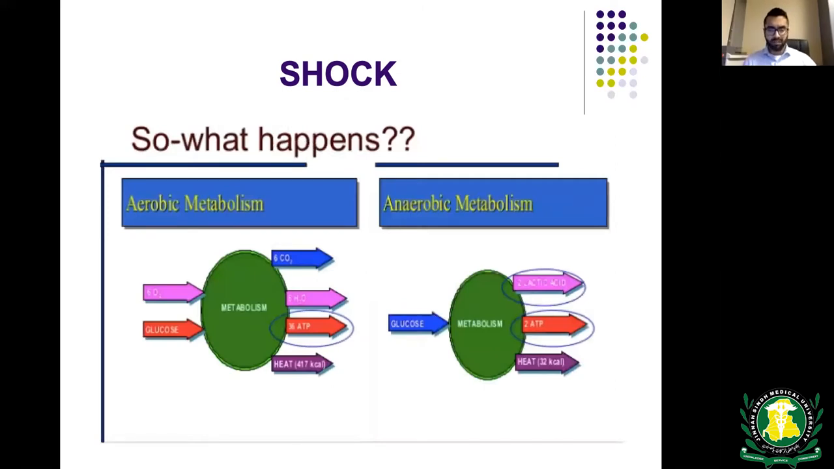And what happens in shock? As you all know about aerobic and anaerobic metabolism, during aerobic metabolism, glucose goes through the Krebs cycle and yields about 36 ATP. As opposed to anaerobic metabolism, which only yields 2 ATP and a lot of byproduct, the most important one being lactic acid. During shock, because of the poor delivery of oxygen at the tissue level, the cells rely on anaerobic metabolism. As a result, less ATP is produced for the same amount of glucose that is metabolized, and a lot of lactic acid and other acids are produced as a byproduct, resulting in severe acidosis.